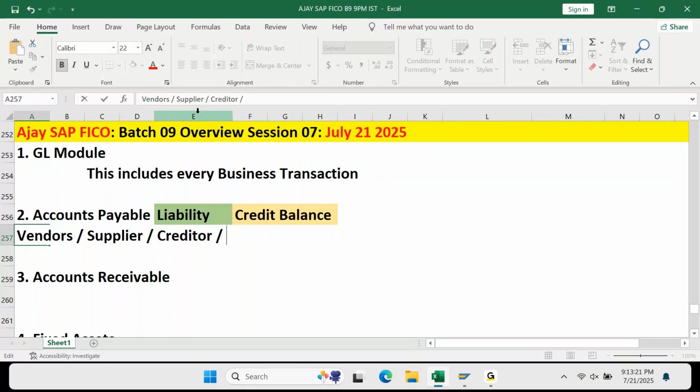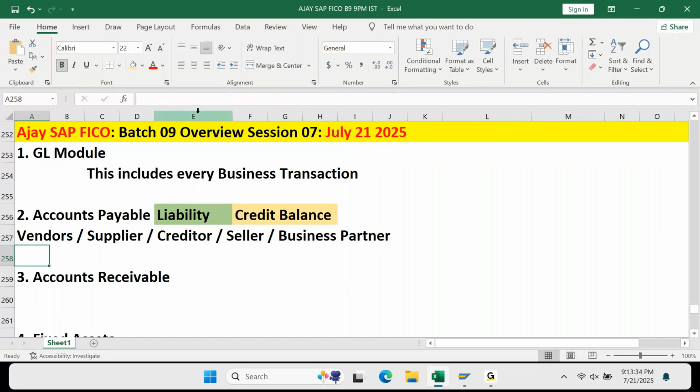Is a vendor a buyer or a seller? Seller. You can also call it a business partner. Am I right? Yes, sir.